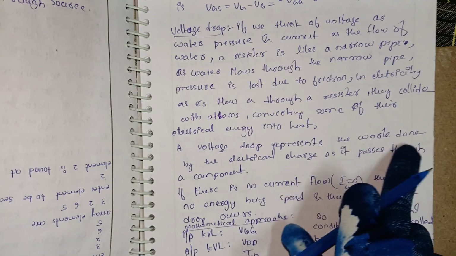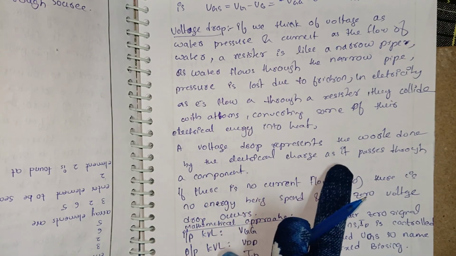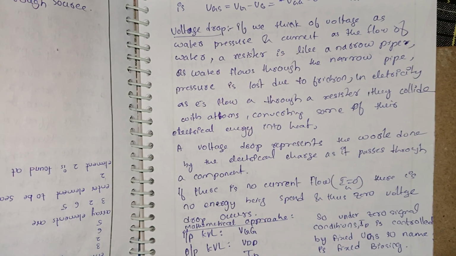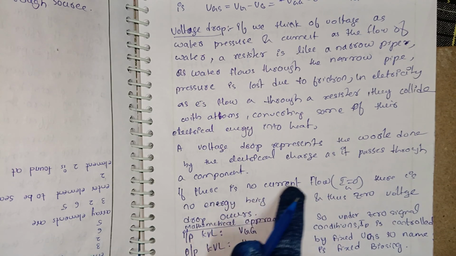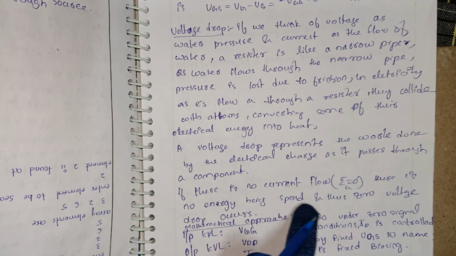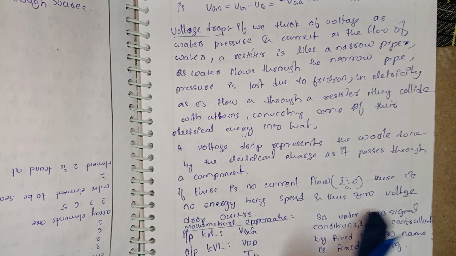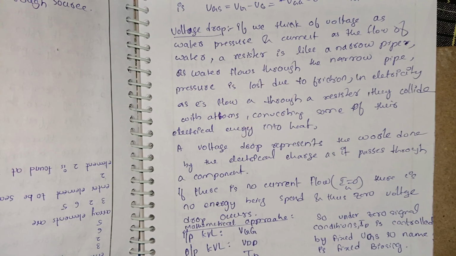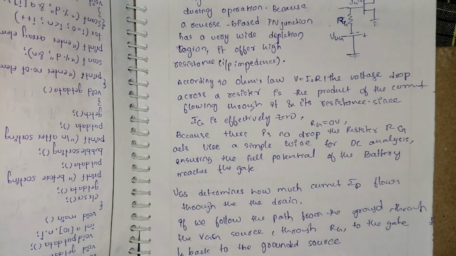A voltage drop represents the work done by the electrical charge as it passes through a component. So as we all know, IG is equal to 0. If there is no current flow, there is no energy being spent, and thus 0 voltage drop occurs near the RG resistance. So then we will understand this point.